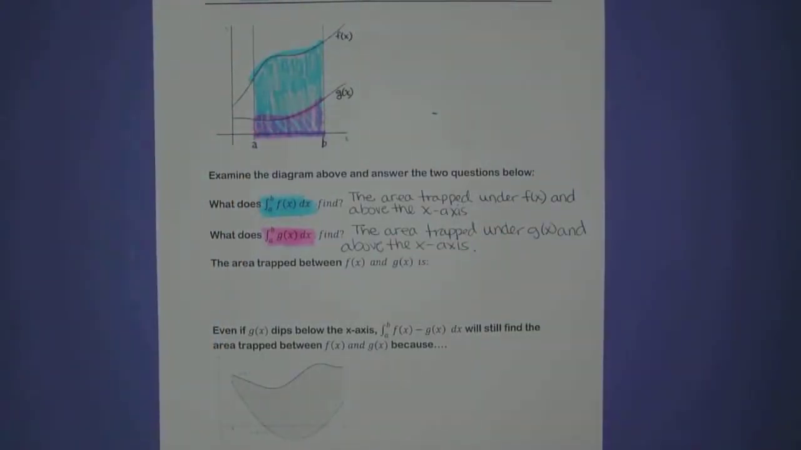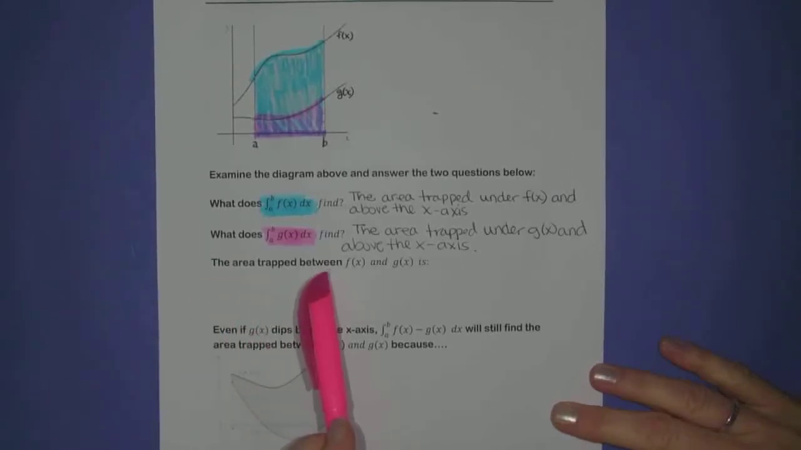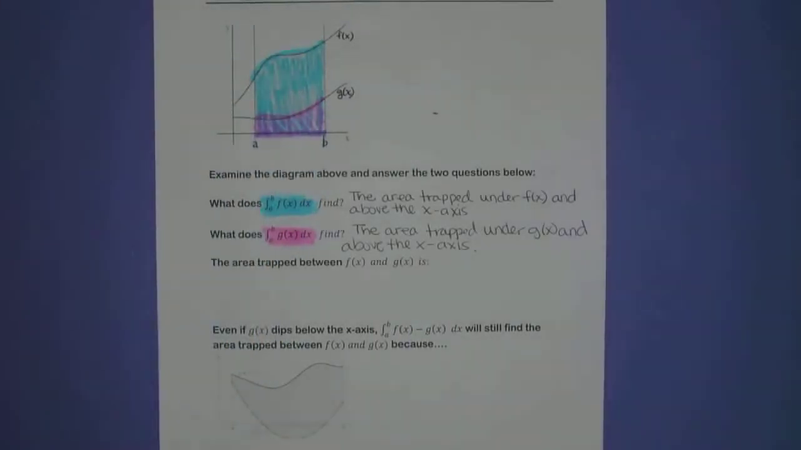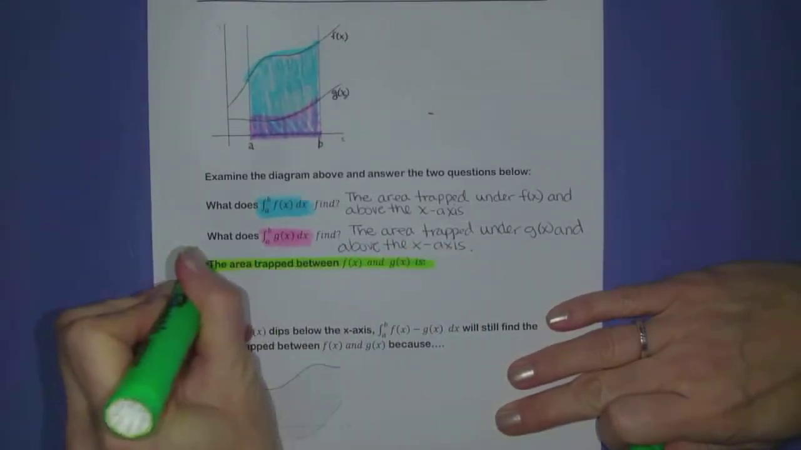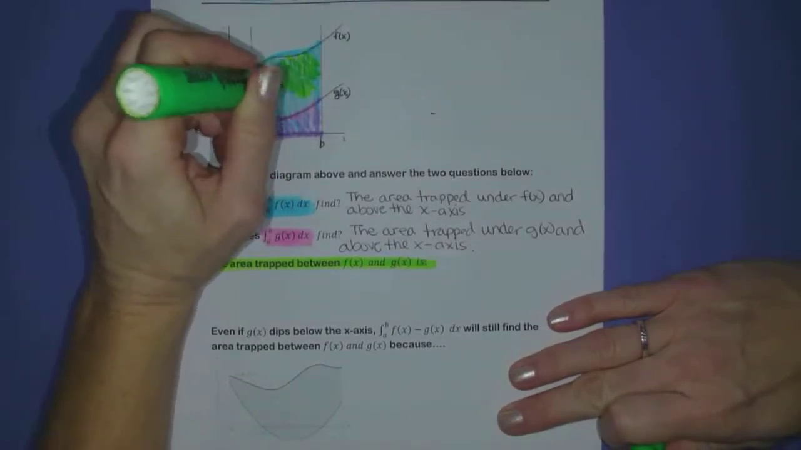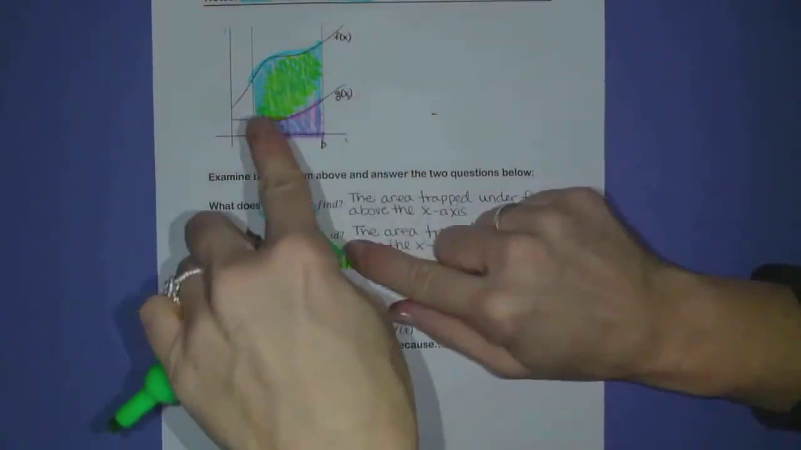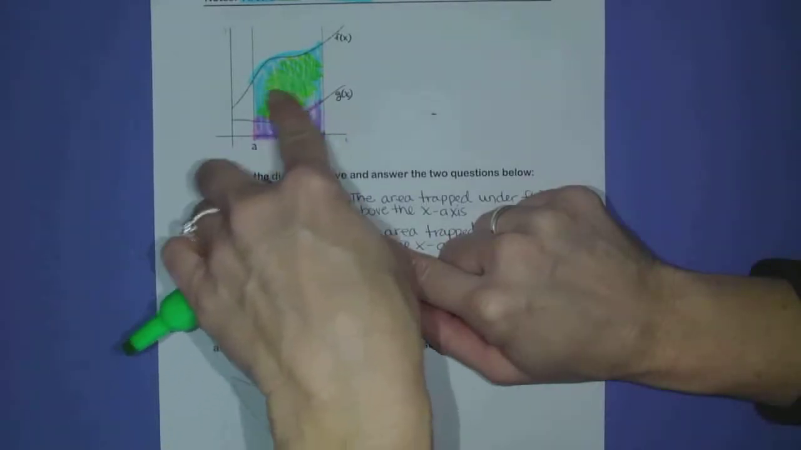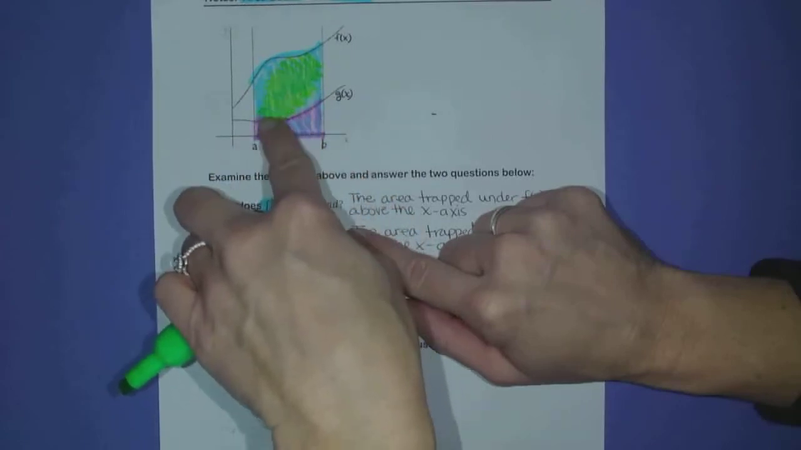Let's remember what we wanted now: the area trapped between f of x and g of x. If I change the color one last time to green, the area between f of x and g of x would be this section in green. I know I've colored over it, but think about what all the blue was. If you take all the blue and subtract out the pink, you would be left over with the green.